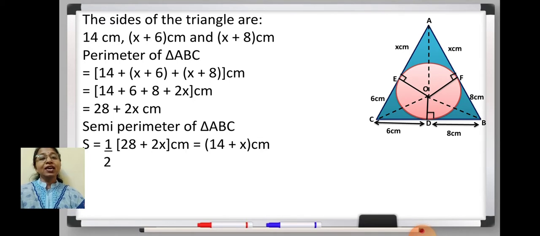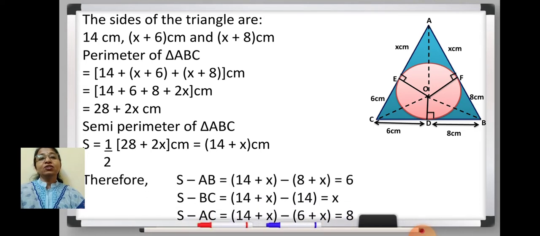What is S minus A? It means S minus the length of one side. So therefore S minus AB. S is 14 plus x minus AB. So the length AB is how much? x plus 8. Now open the bracket. So plus x and minus x will get cancelled. So 14 minus 8 is 6.